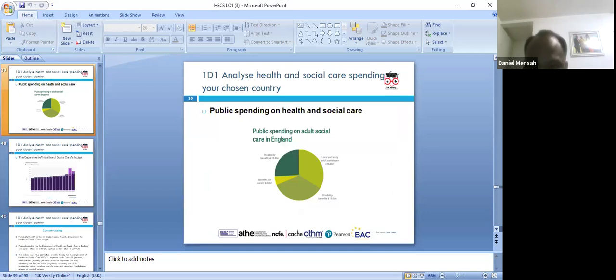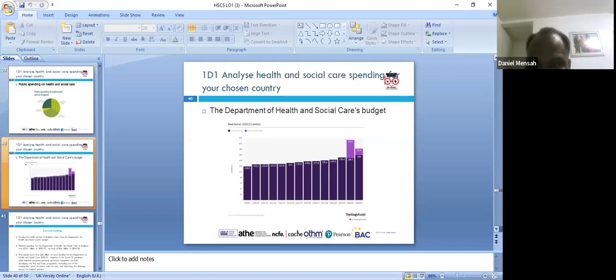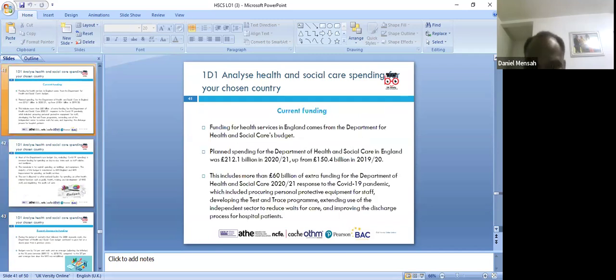Okay. Public spending on health and social care. Of course, the government is spending so much within the public sector on health and social care, and there's much pressure on the government to ensure the budget deficit is not huge. So they will have to increase the funding to 150.4 billion in 2021 from 2020, and they still have to increase it as well. It includes more than 60 billion of extra funding for the Department of Health and Social Care in 2020-2021 in response to the COVID-19 pandemic, which included procuring personal protective equipment. We all know that there was a huge sum of funding that was increased, and even to date, okay, it is not enough.